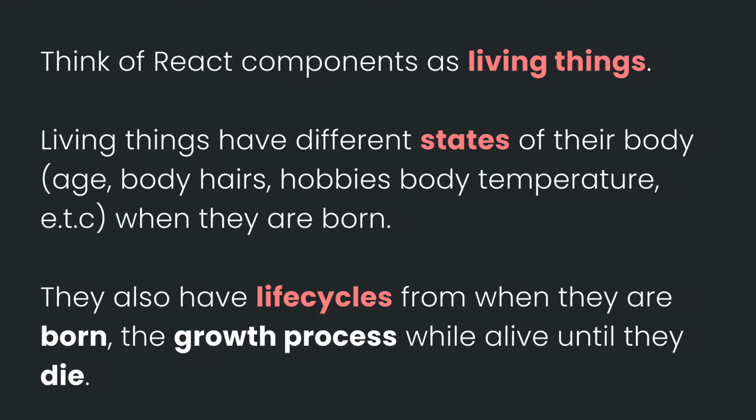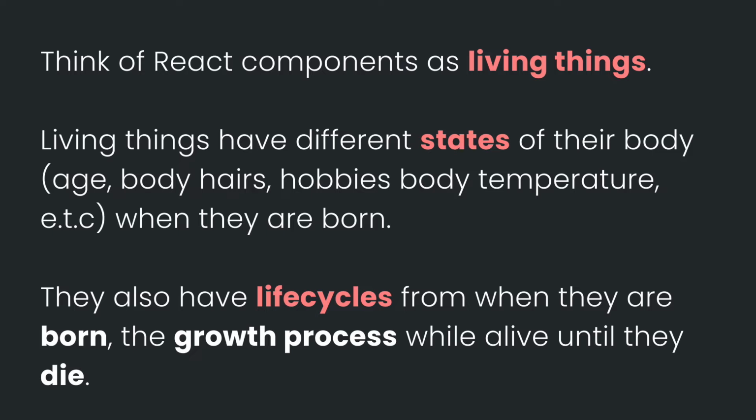They can be 5 years old today, 6 years old next year. It can be the state of their body in terms of hair. So it's possible the animal is hairy or the animal is not hairy. It's possible that the animal has hobbies, so the animal can like jumping, the animal can like smiling. There are different states of their body, even down to body temperature. Today in the winter season, the animal can be cold, and in the summer season, their temperature can be hot.